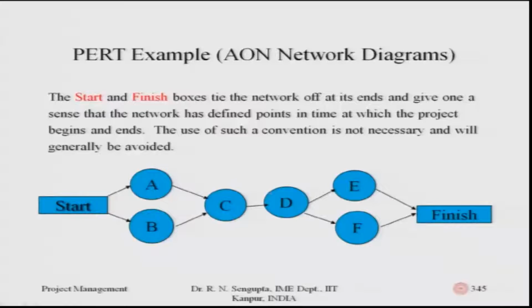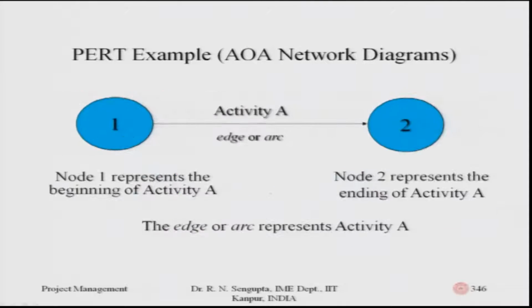The start and the finish boxes tie the network off at its end and give us a sense that the project has a starting point and an ending point. So, if you remember the last diagram which we considered in the 344th slide, it had a start, A and B. They were being combined into start, and the ending E and F were being combined for finish. So, now node 1 represents the activity A, node 2 represents the activity A. So, now the activity is basically being converted.